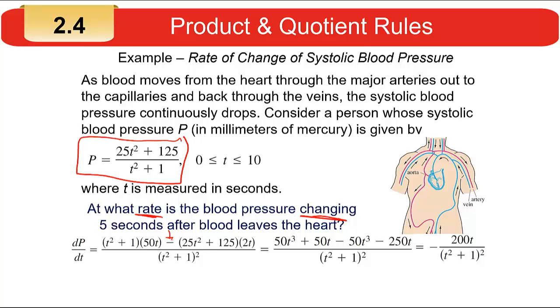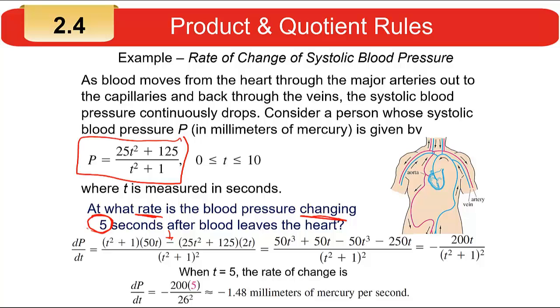That's the derivative. The question asks about what happens when t is 5. So all you need to do is plug 5 in, and you'll find out that the answer is negative 1.48. And again, they said that was in millimeters of mercury per second.